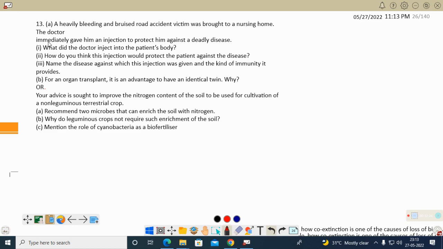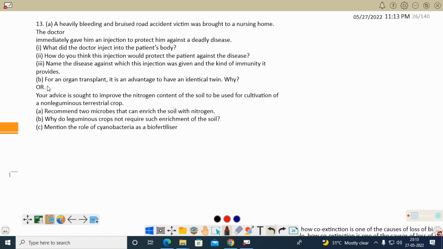Now, the next question they asked: for an organ transplant, it is an advantage to have an identical twin. Why? An organ transplant can be rejected by cell-mediated immunity in the body of the human. So, if the organ transplant is occurring between identical twins, they will get an isograft, meaning the same type of organ, because identical twins have the same genetic composition. Because of that, the matching between the organs of the two individuals will be maximum.